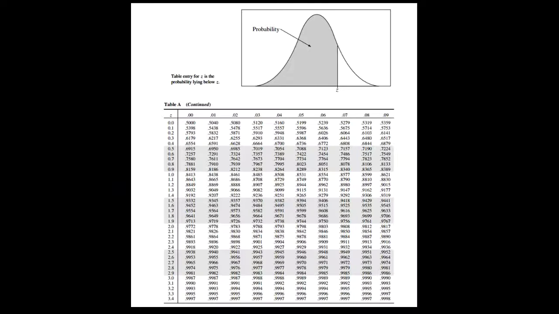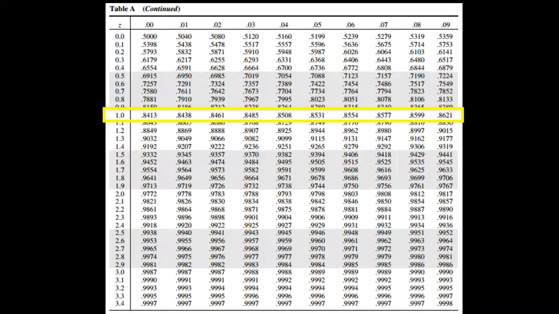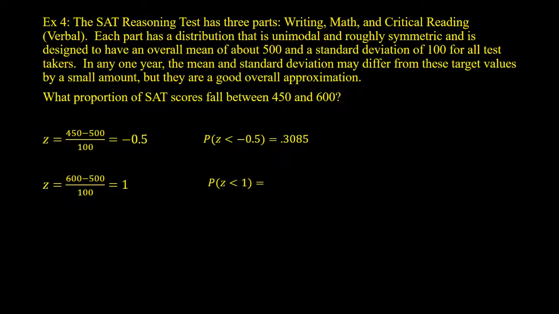Again, there's my z-table, and we're looking at a z-score of 1. So I highlight the row with 1.0, and then I want the zeros placed in the column, so that first column, and we get 0.8413. So it's a little bit more than 0.84. The probability that z is less than 1 is 0.8413.